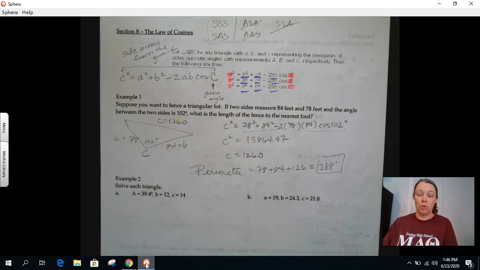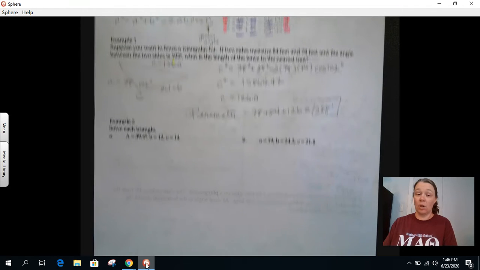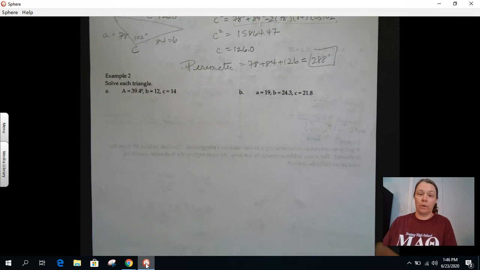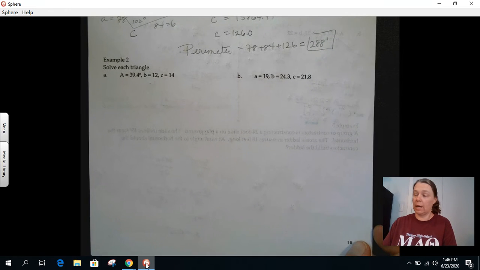Okay, so example 2 gives us 2 different triangles and it asks us to solve each of them. So that means find missing sides and angles. So let's get that sketched.